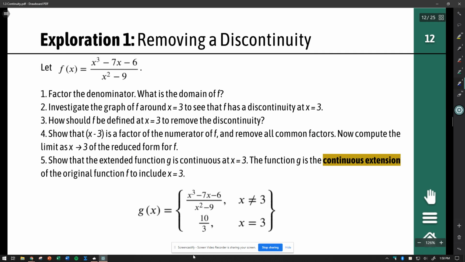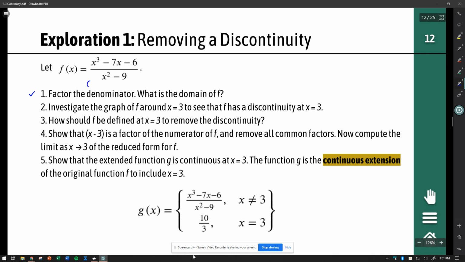In the next slide, we have an exploration. What we're going to try to do is look at a function and remove a discontinuity. So here's the function: f of x equals x cubed minus 7x minus 6 over x squared minus 9. Step 1 in our exploration, we're going to factor the denominator and then give the domain.